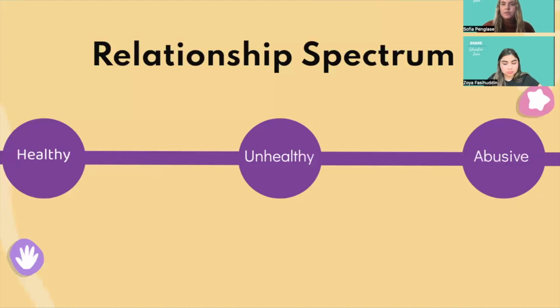Depending on your responses to these questions, you may determine where on the spectrum your relationship might fall right now. If your relationship falls on the unhealthy or abusive end of the spectrum, you may want to consider how you can protect yourself and your safety and ensure that your needs and boundaries are met.